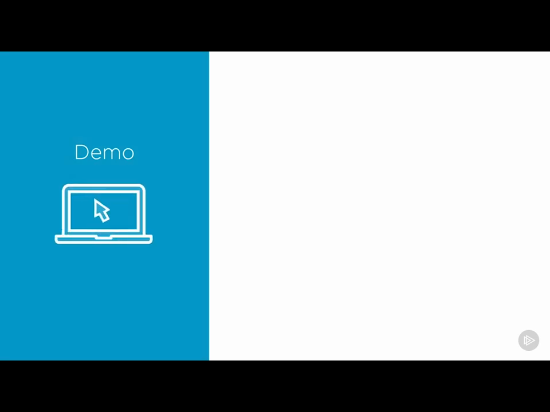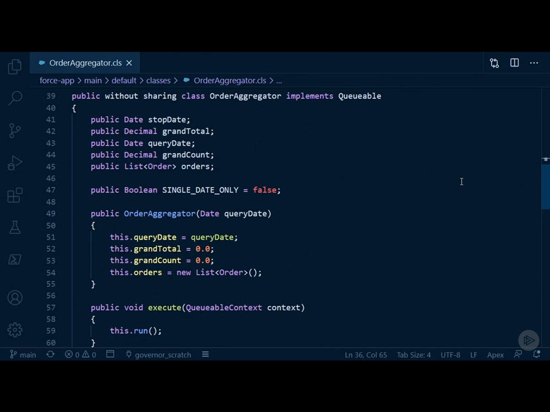In this demo, I'm going to show you a queueable job example. This is a job that can be used to examine a grand total across a date range. You'll find this in the example materials inside of a class called Order Aggregator. As you might be able to guess from its name, it aggregates order records, or summarizes orders, in other words.